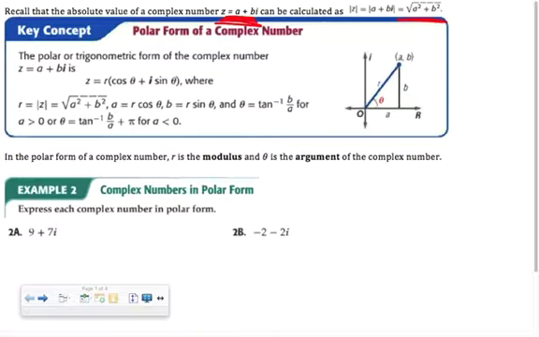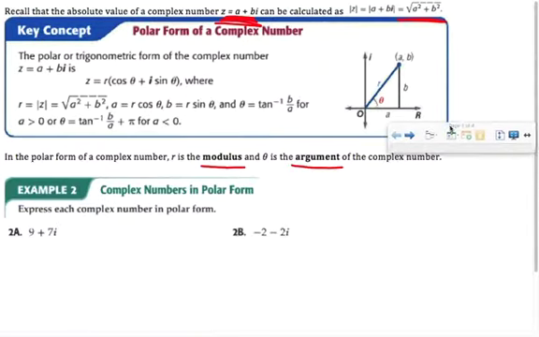So we're going to be converting back and forth between polar and rectangular forms of complex numbers. So in a polar form of a complex number, the r is what we call the modulus, and the theta is the argument. A little bit of vocabulary.